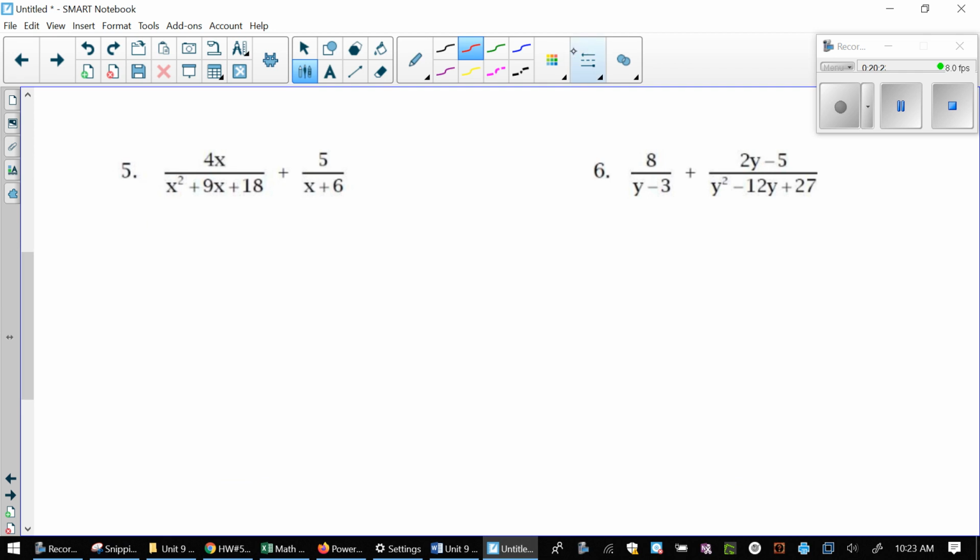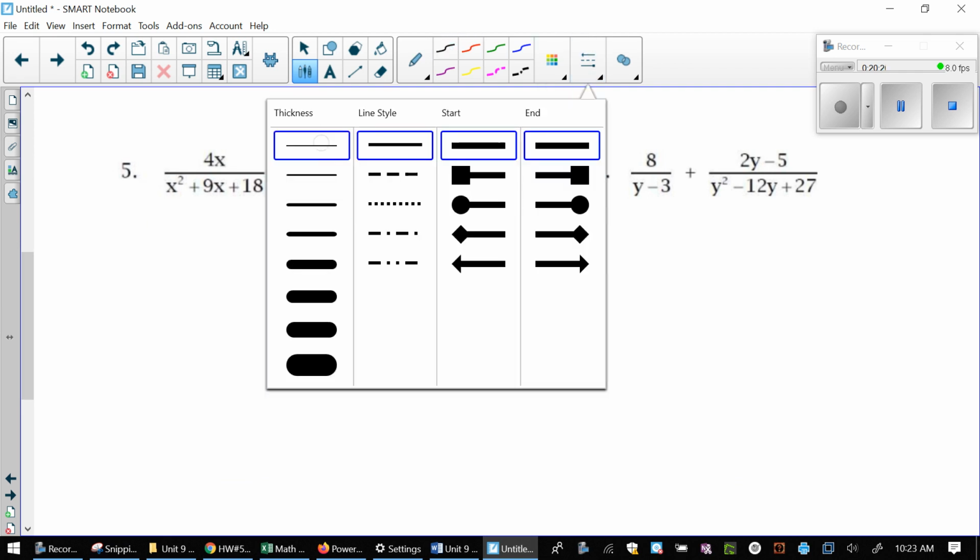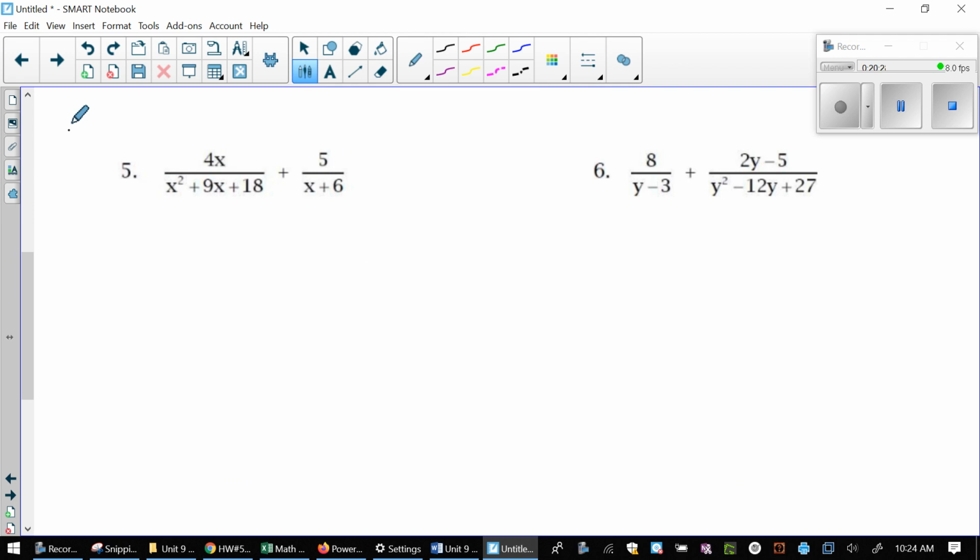Let's get going with this one. Okay, so first of all, again, factoring. We're in that factoring mode, that factoring mindset. This is already binomial. It's already factored. Awesome. We don't have to do anything. But we are going to factor this x squared plus 9x plus 18.